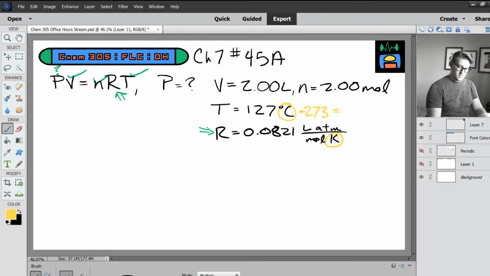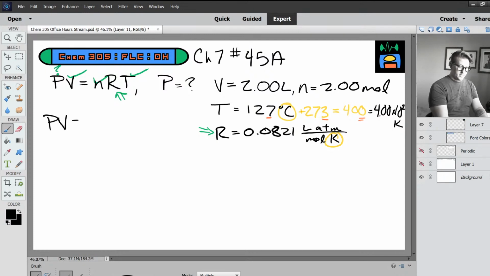127.273 is, so this adds to actually 400, but the last sig fig for both of these is in the ones place, so we actually have 3 sig figs in this number. So this would be 4.00 times 10 to the second Kelvin. And now that we have our temperature and our R, we can solve for pressure, right?